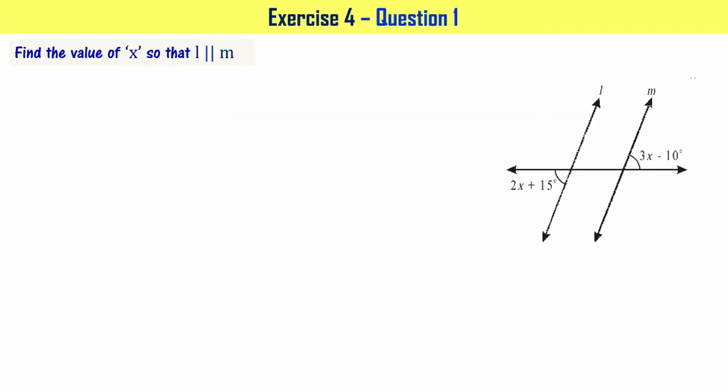Question number 1. Find the value of x so that L is parallel to M. Look at the figure. Line L is parallel to line M. That's what is given, right? And we are given two angles. One of the angles is 2x plus 15 and the other angle is 3x minus 10 degrees, right? Using this particular figure, we have to find the value of x.